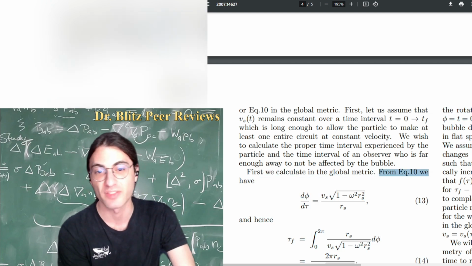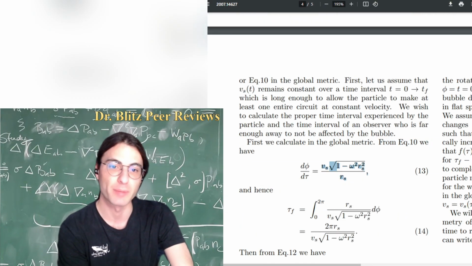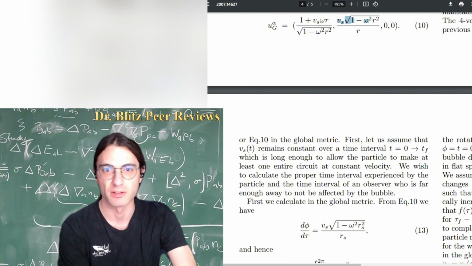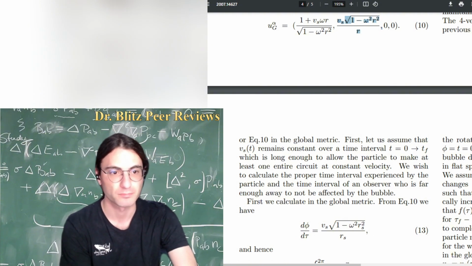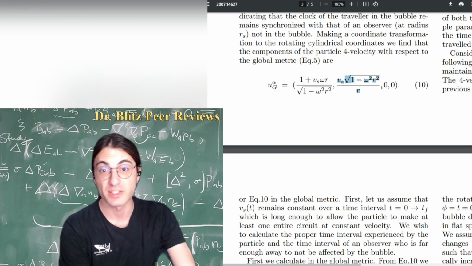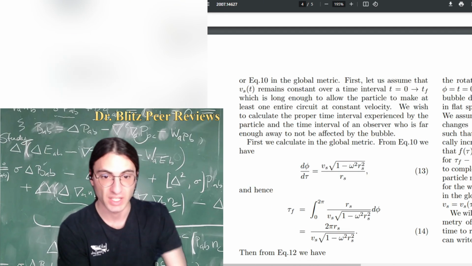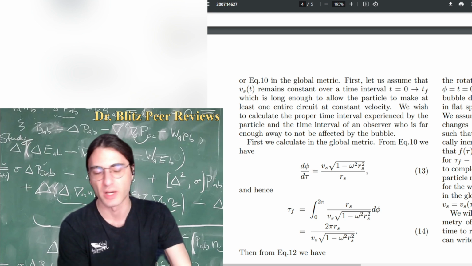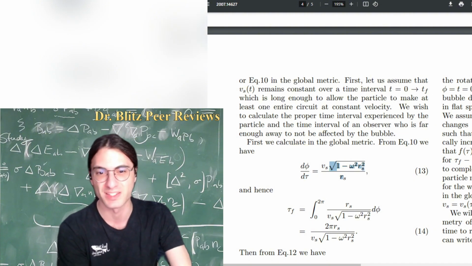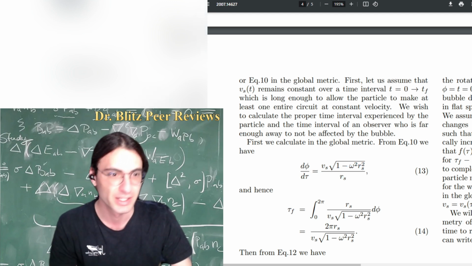From equation 10, we have that d phi d tau is given by this formula. It's roughly this term here, just evaluated at r equals r_s. And so that's d phi over d tau. It's exactly this term. And hence, the total time experienced, you can just invert this equation, solve for tau, and then integrate. Basically, you're multiplying both sides by d tau and then dividing by this on both sides. So you get d phi over that equals d tau. Integrate both sides and you get the total time experienced. This is what physicists do.